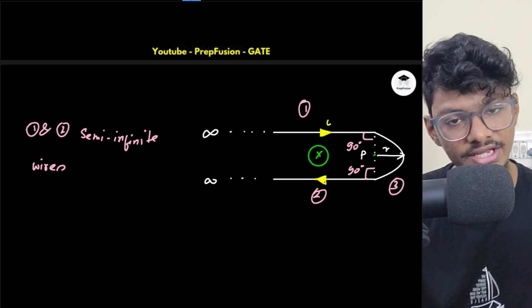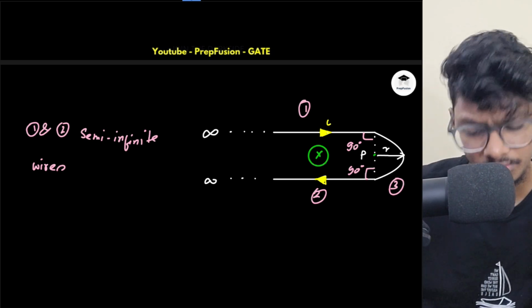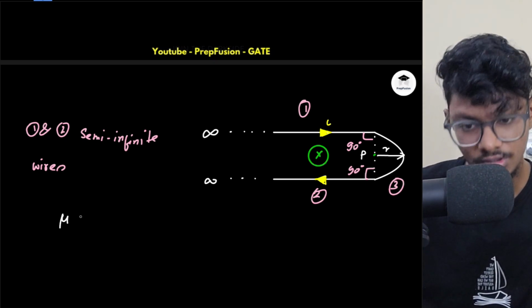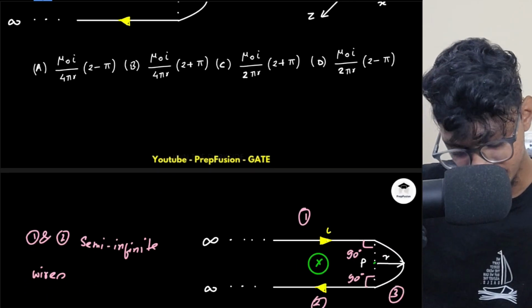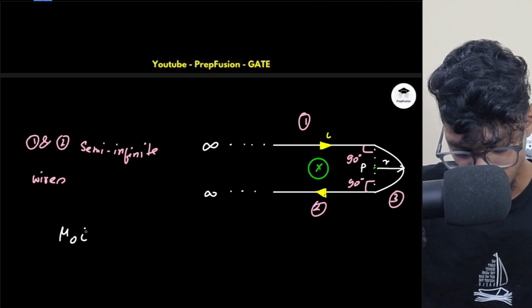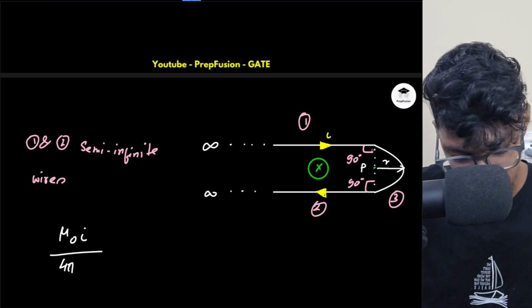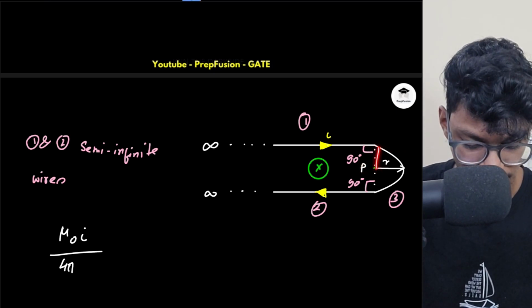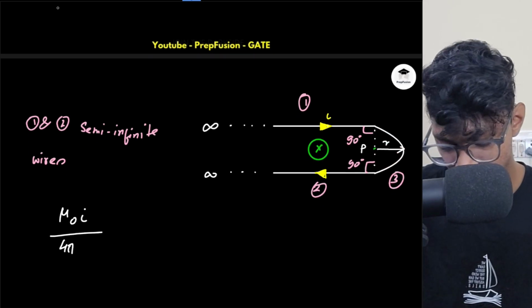So due to semi-infinite wires, what was the magnetic field I used to get? No need to remember any formula, just remember this formula, right? It was mu naught I by 4 pi r. As they have not mentioned anything, I will assume it as vacuum. R was the perpendicular distance. What is the perpendicular distance? It is simply this one, which is simply r, because this is the radius of the semicircle. So this will be r.